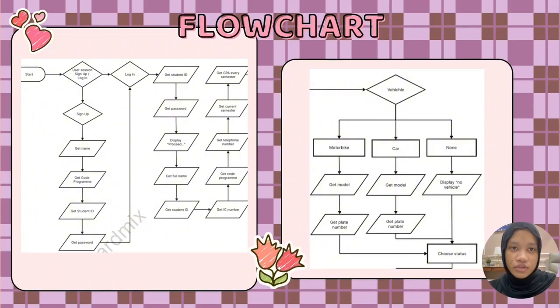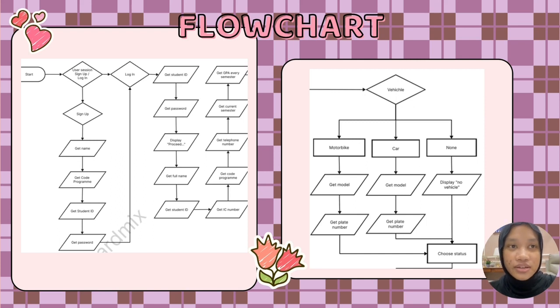Next, for our flowchart, we will start with sign up or login. And then we will get the name, code program, student ID and get password. And then the system will display proceed. And then we'll get the full name, student ID, IC number, code program, telephone number and get GPA every semester.